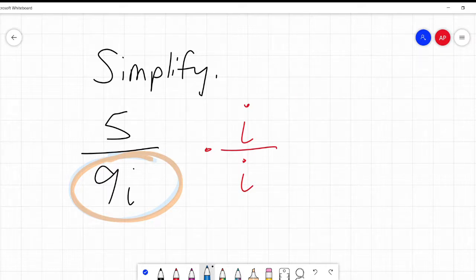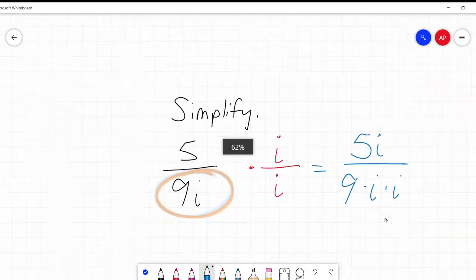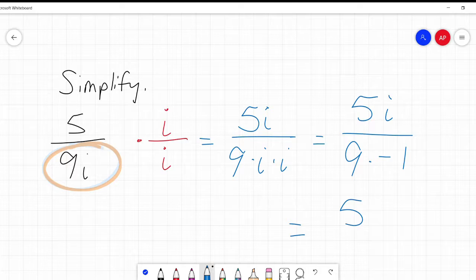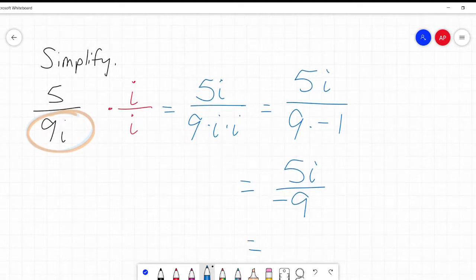So what happens on top? I get 5 times i. And on the bottom, 9 times i times i. Well, i times i is i squared, right? And we just said i squared is -1. So 5 times i on top and 9 times -1 on the bottom. So we could say 5i over -9. And usually we would write that with the little negative out in front, -5i over 9.